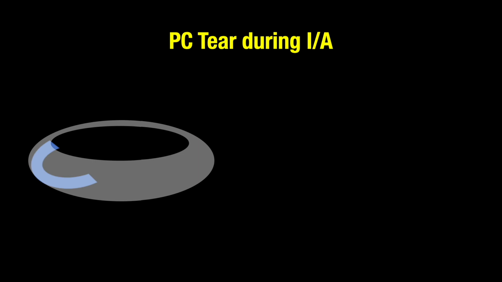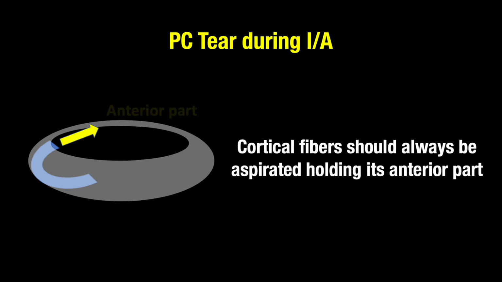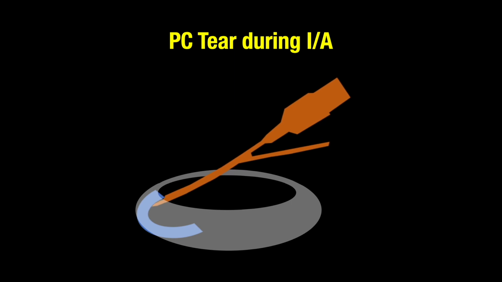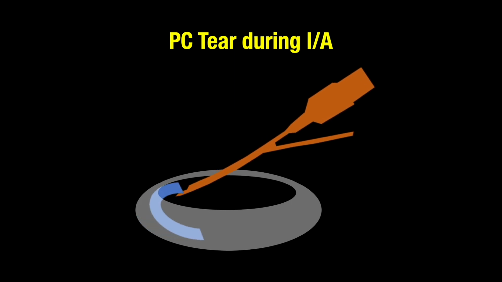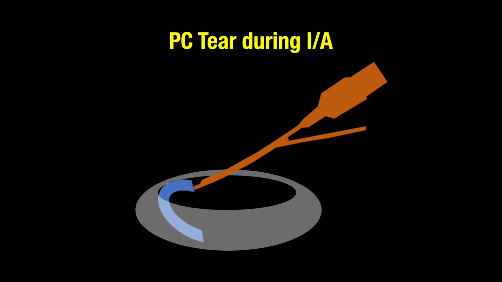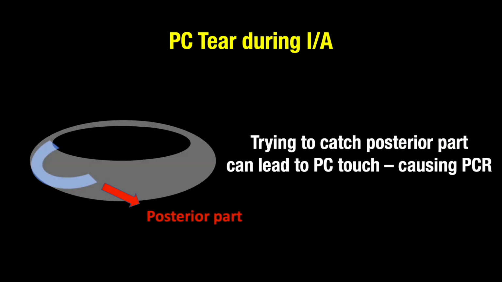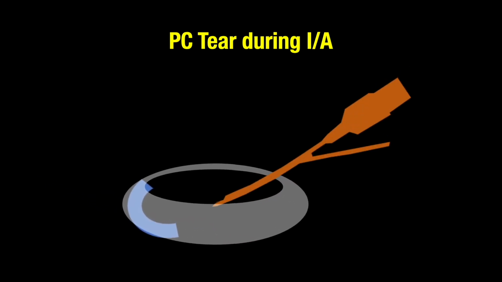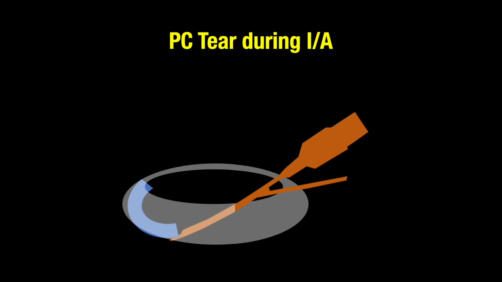Finally, we should always remove the cortex sheath by holding its anterior part. If we try to catch the posterior part to remove the cortex, it can lead to inadvertent PC touch and PC tear.